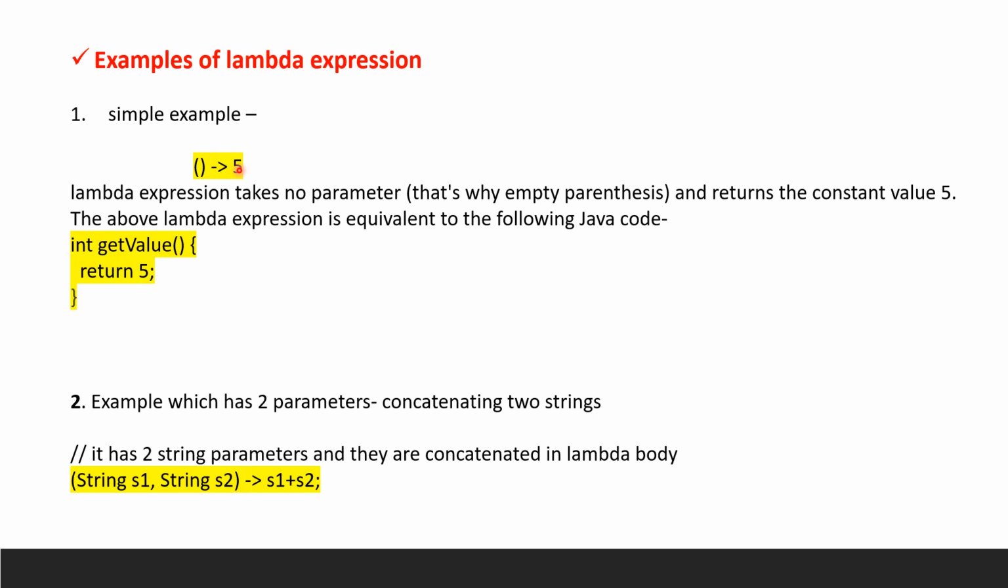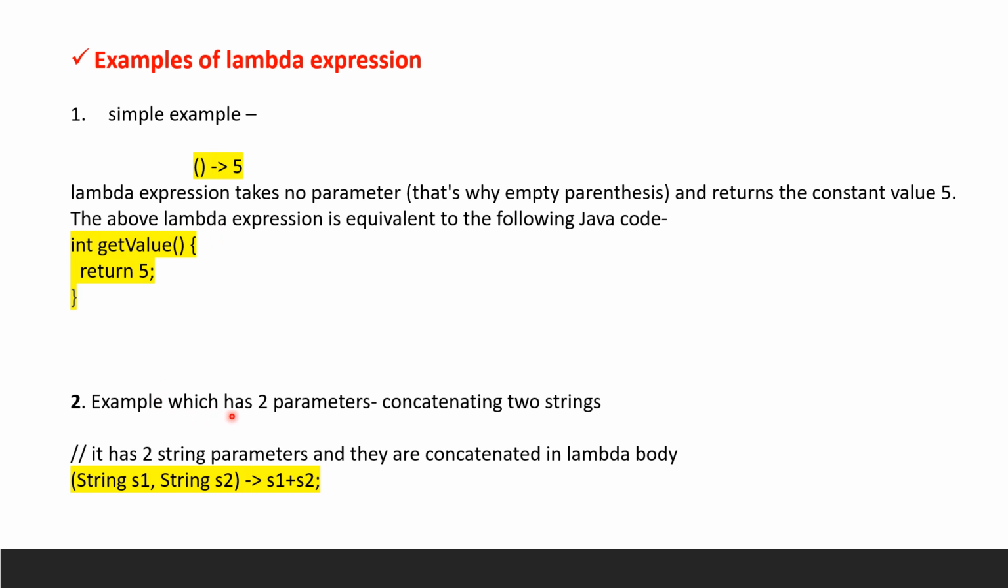In normal Java, before Java 8, how can it be written? The above Lambda expression is equivalent to the following code. We declare int getValue, giving the method name with parentheses, it is not taking any input, so no parameter list, and returning only 5. By this itself, we can say it reduces lots of code for us. Before Java 8, this is how we declare, and with the Lambda expression it is easy to declare like this.